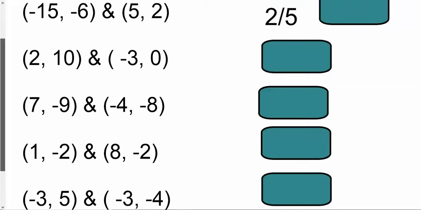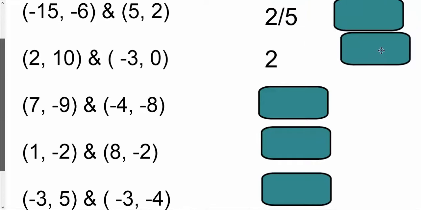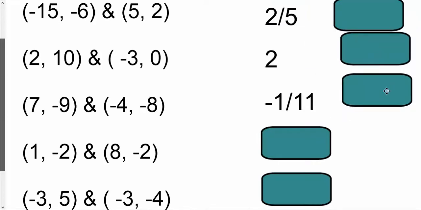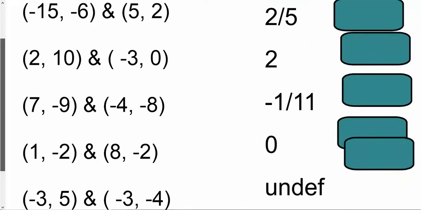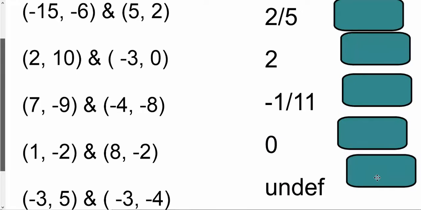All right, this is what we got. 2/5, 2, -1 over 11, 0, and undefined. So that last one we were dividing by 0, which gave us an undefined answer. If you got all these right, congratulations, move on. If not, I'm going to do these for us real quick.